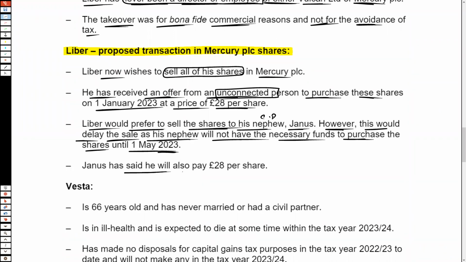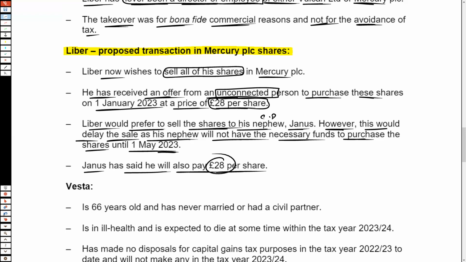J has said he will also pay 28 per share. J is the nephew. The nephew has also agreed to purchase the shares at the same price at which an unconnected person is going to purchase them. By the way, if the nephew agreed because of this relationship, because the nephew is purchasing the shares, let's say it is written as J has said he will also pay 25 per share.